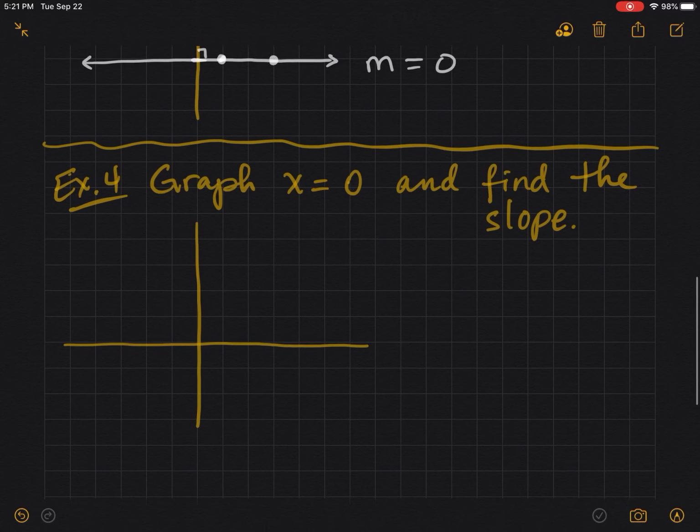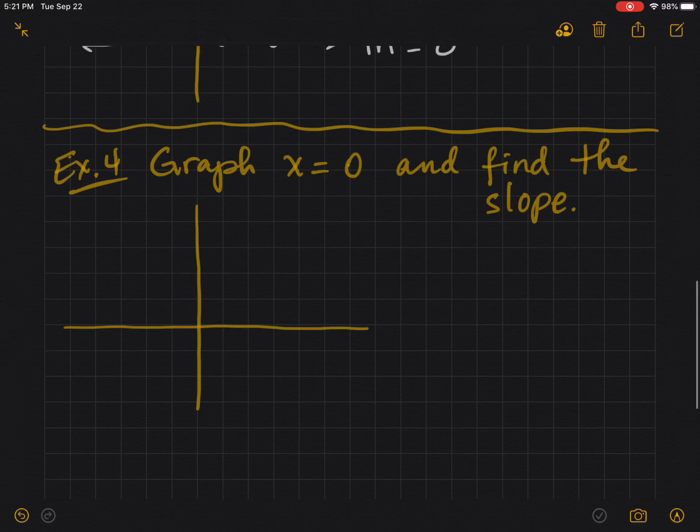Okay, and now x equals 0. Let's graph that line. So I'm going to the x-axis. I'm going to find 0 and draw a vertical line. We quickly realize that that is the y-axis. It has an equation of x equals 0. But let's find the slope.